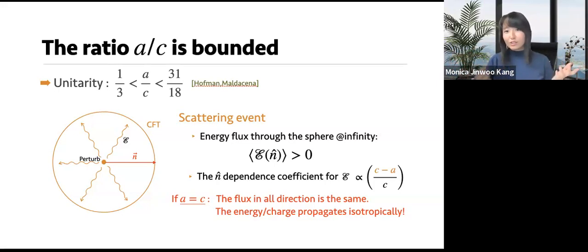So then the energy and charge really propagates isotropically at this type of given settings. So thus, can you imagine that A equals C is a very interesting property, and the property that we can really look into, and that can give rise to something maybe beyond, as a more symmetry enhancement of some kind.